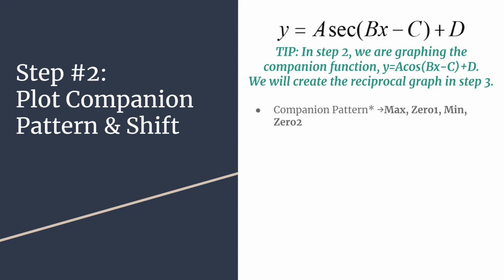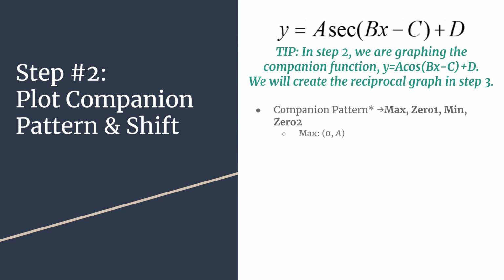So recall the pattern for cosine graphs, starting on the y-axis with a maximum. Then at the first horizontal tick mark, you'll have your first 0 or x-intercept. Then you'll have a minimum at the next horizontal tick mark. And then you'll finally have your last 0 or x-intercept. And you find these, just a quick reminder if you aren't familiar or maybe you've forgotten the cosine pattern.